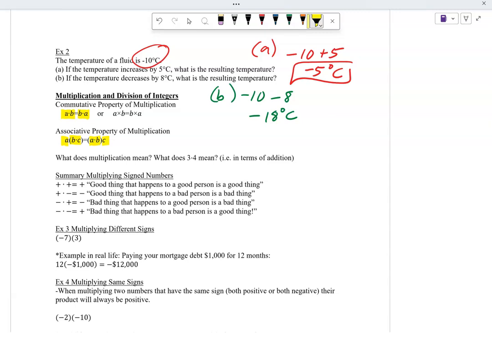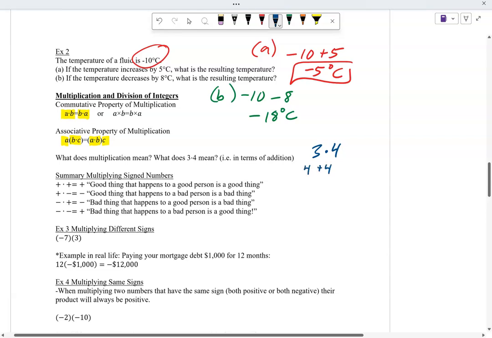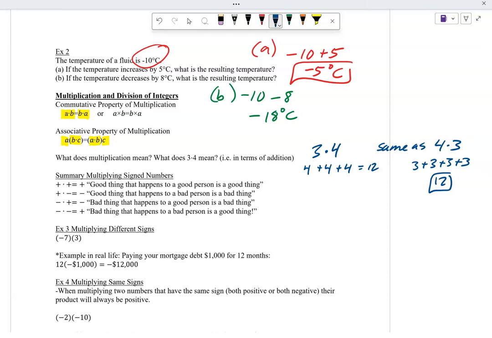Now, what does multiplication mean? What does 3 times 4 mean? That means I have 3 sets of 4 being added up. So 3 times 4 is 12. Or I have 4 sets of 3. 3 times 4 is the same as 4 times 3 by the commutative property. So I have 4 sets of 3 being added up. Either way, 3 times 4 is the same as 4 times 3. They're both 12, right? Now, we talked about remembering, positive times a positive is a positive and so on.